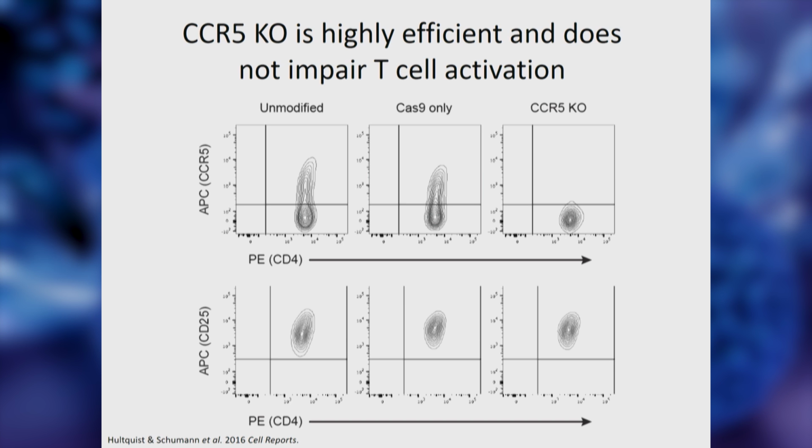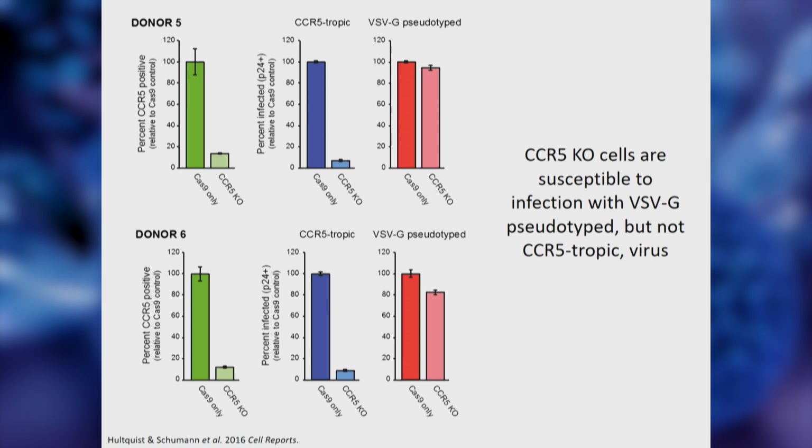So first, just looking at some CCR5 data, here we're staining for CCR5 on the x-axis in unmodified cells, Cas9-only treated cells, or CCR5 knockout CRISPR RNP treated cells, and we can see that in those knockout cells we completely ablate CCR5 expression. And when we stain for CD25, which is a surrogate marker for T cell activation, versus CD4, we see absolutely no change in these other cell surface markers.